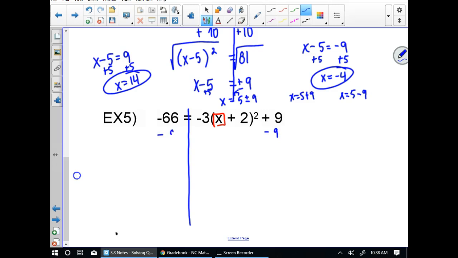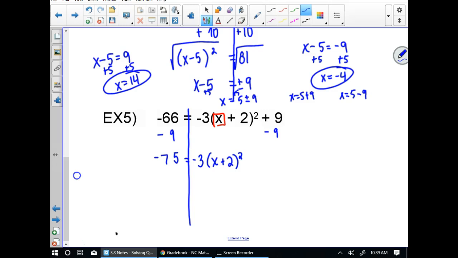So we're going to subtract 9 from both sides. Since those are both negative, you're really adding there, so you'll get negative 75 equals negative 3 times (x plus 2) squared. Okay, questions? All right, so after we subtract the 9, what's the next thing we got to get rid of?